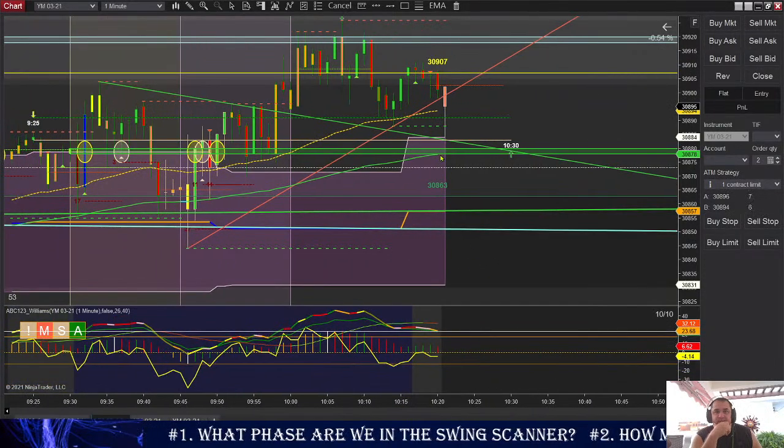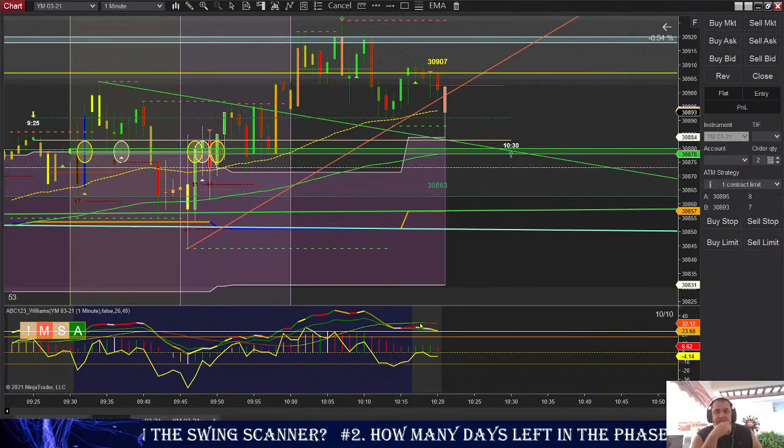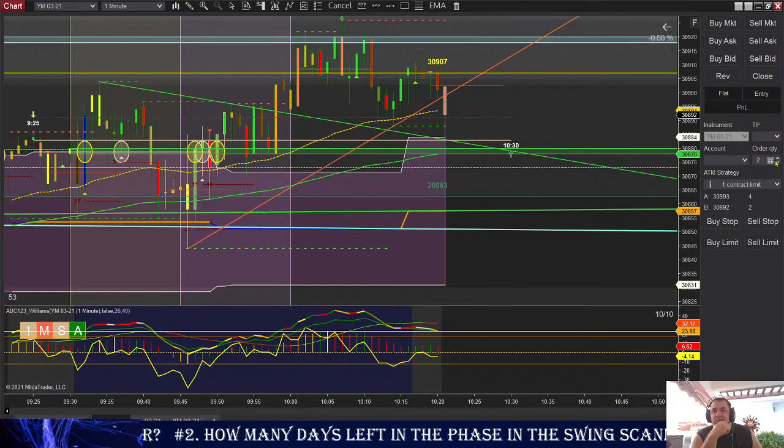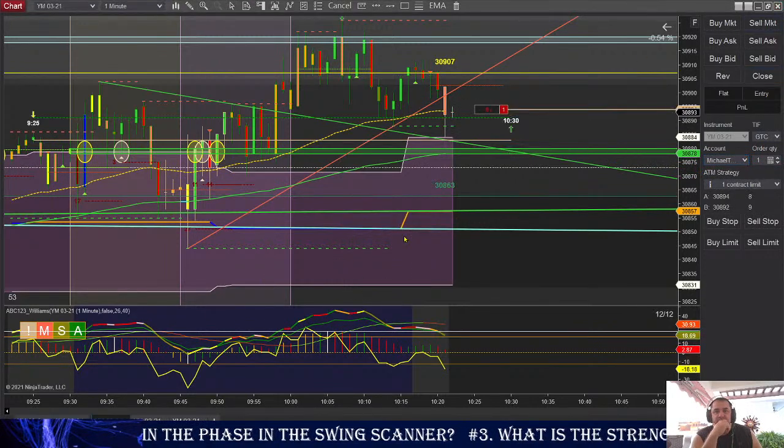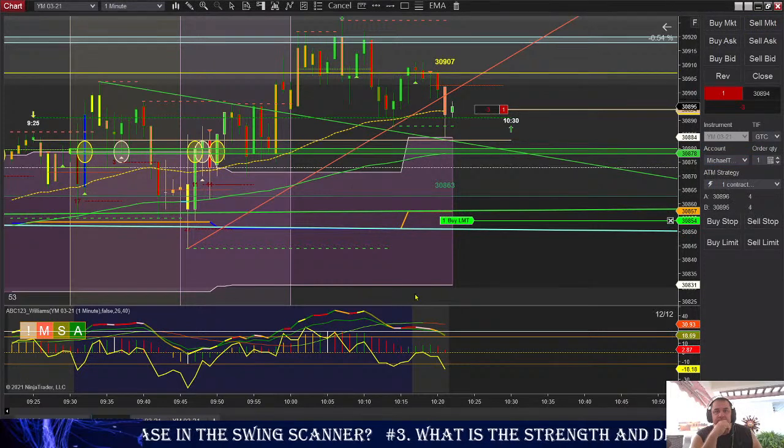I want to break this zone, then I can start feeling a little bit more comfortable. You can tell, right here, see this? Momentum panel. You know what? I'm just going to try with one contract. I'm going to even go sell market here. Hopefully I'm correct.